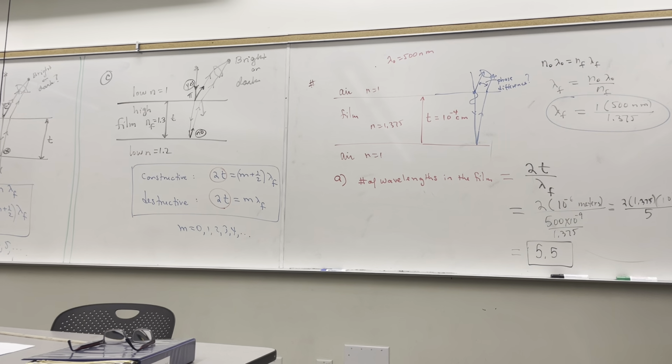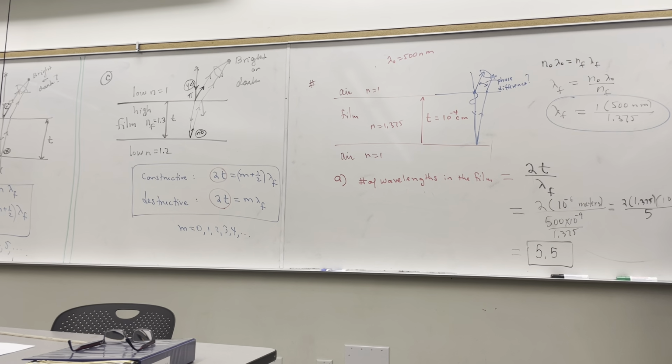You get 5.5? Same thing, right? So you get 5.5. So is it satisfied or not? No, because m has to be an integer: 0, 1, 2, 3, 4. It could be 5 or it could be 6, but not 5.5. But the fact that it is right in between 5 and 6 implies that it's going to be the other one. So I'm going to test the other one then.